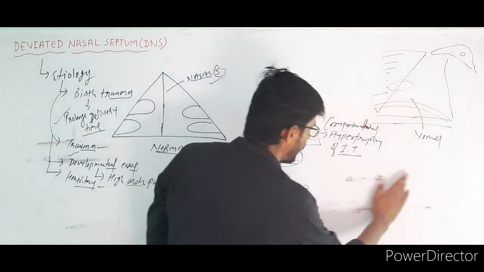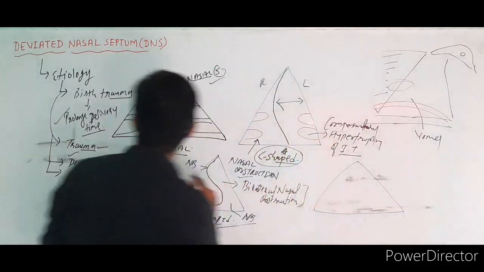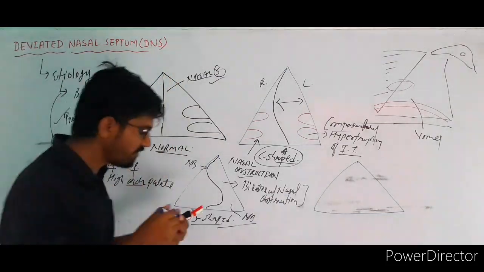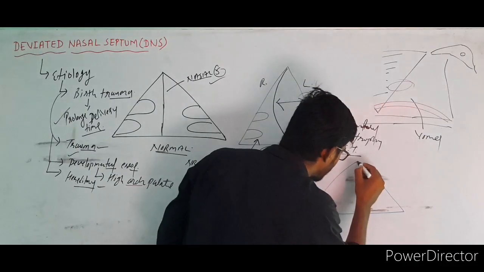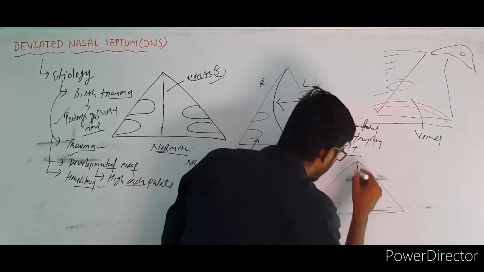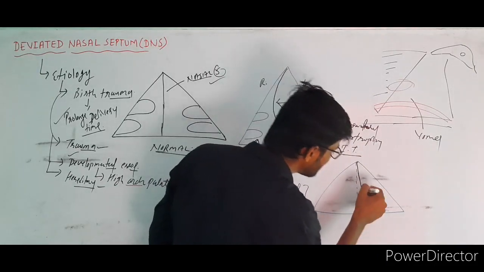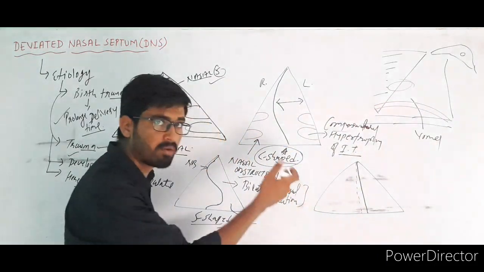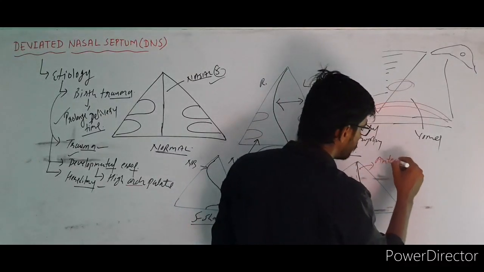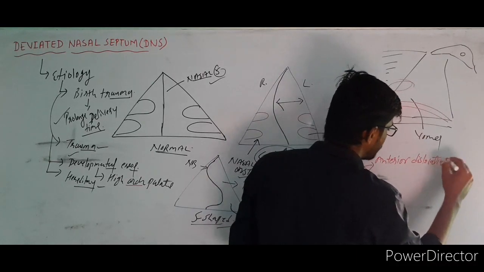Okay, now one more. See here, this is the normal thing, the nasal septum in the midline. In a normal individual, it should be like this. But if it is dislocated and deviated from the anterior side, I am telling you this type is the anterior dislocation.